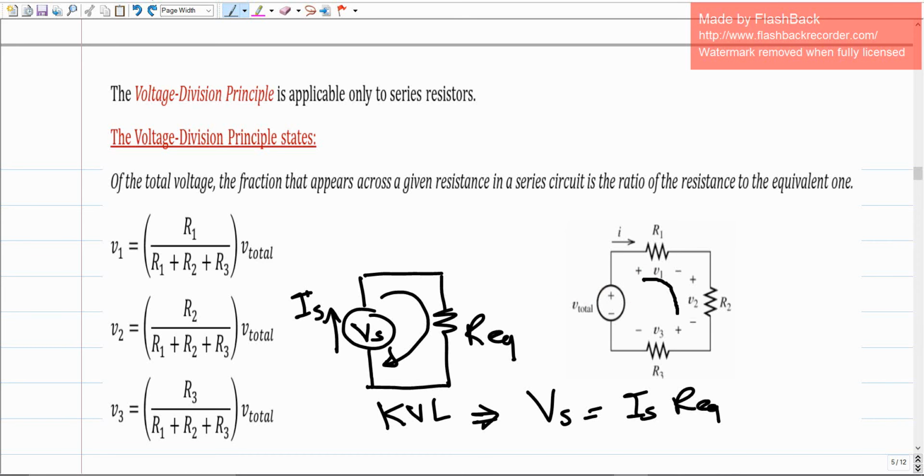We can apply Kirchhoff voltage law to this loop to calculate the voltage over any one of these elements. No worries, we can do it, right? But the question is, how much is V1 or V2 or V3 in comparison to V total using the equivalent resistance? Can we figure it out? Yes, we can. In this case, we have to apply the voltage division principle.